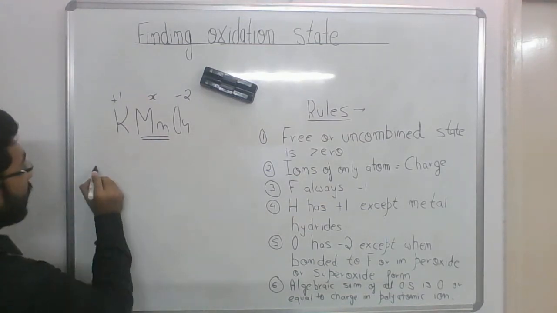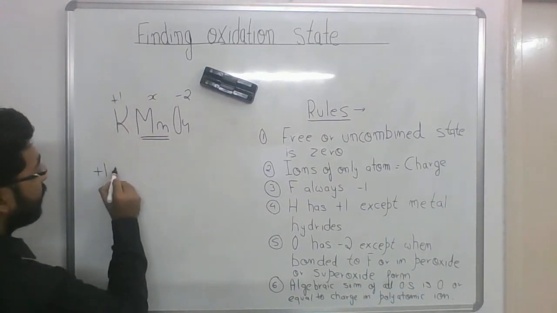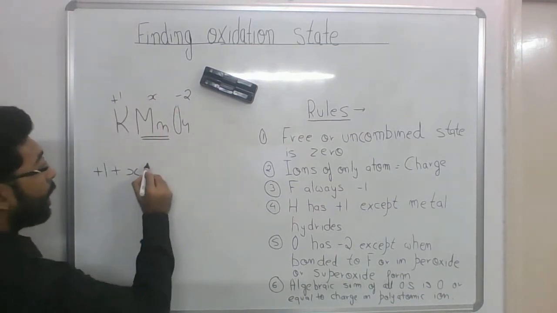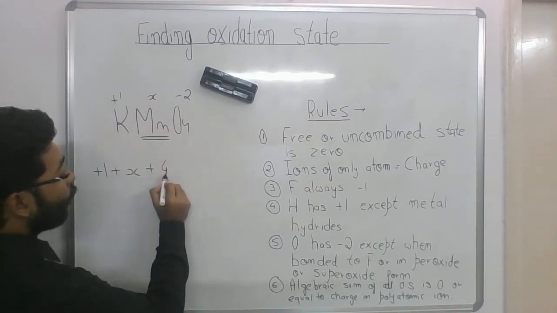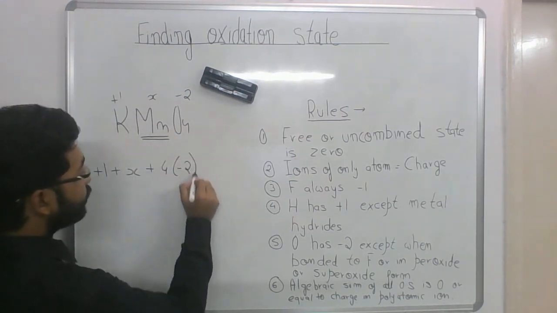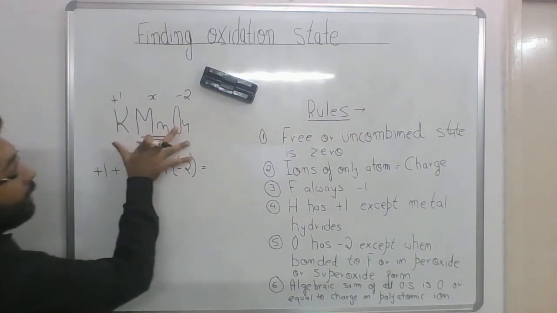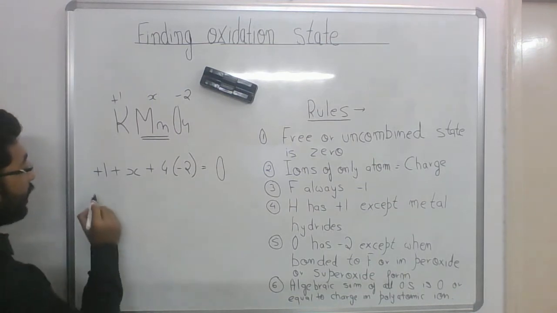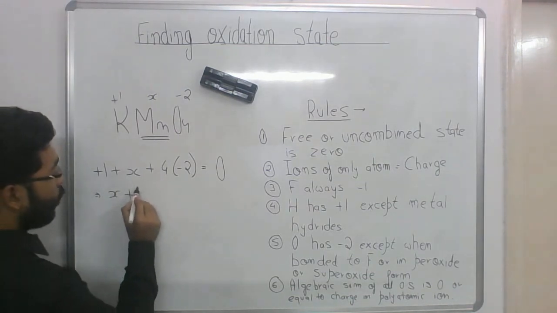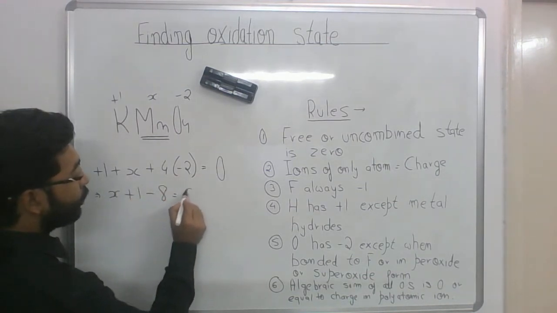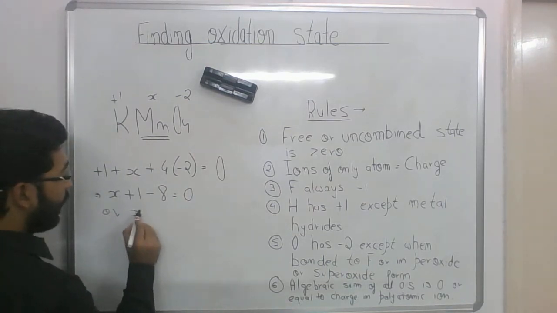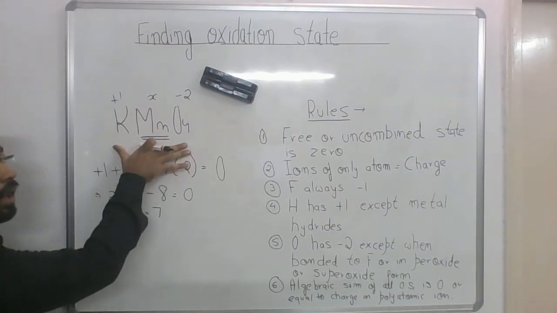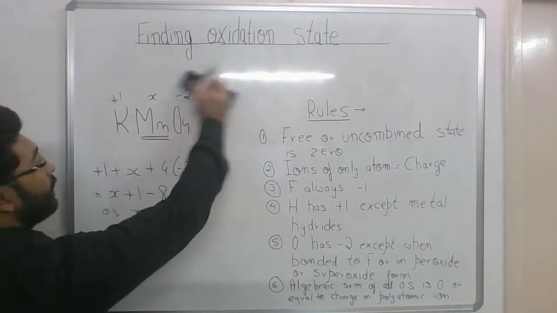So what we do is plus 1 for potassium, plus X for manganese, plus, since there are 4 oxygen atoms involved, 4 into minus 2. Since it is a neutral molecule, it will be equal to 0. So we get X plus 1 minus 8 equals 0, or X equals 7. So the oxidation state of manganese in potassium permanganate is 7.